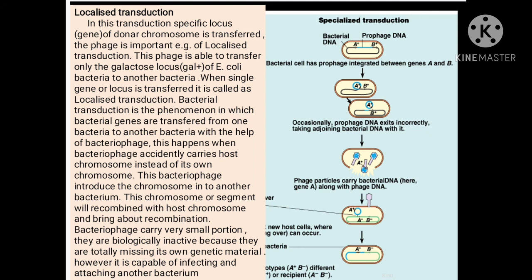Bacterial transduction is the phenomenon in which bacterial genes are transferred from one bacterium to another with the help of a bacteriophage. This happens when a bacteriophage accidentally carries the host chromosome instead of its own chromosome. This bacteriophage introduces the chromosome into another bacterium. This chromosome or segment will recombine with the host chromosome and bring about recombination. The bacteriophage carries a very small portion. They are biologically inactive because they are totally missing their own genetic material. However, it is capable of infecting and attaching to another bacterium.